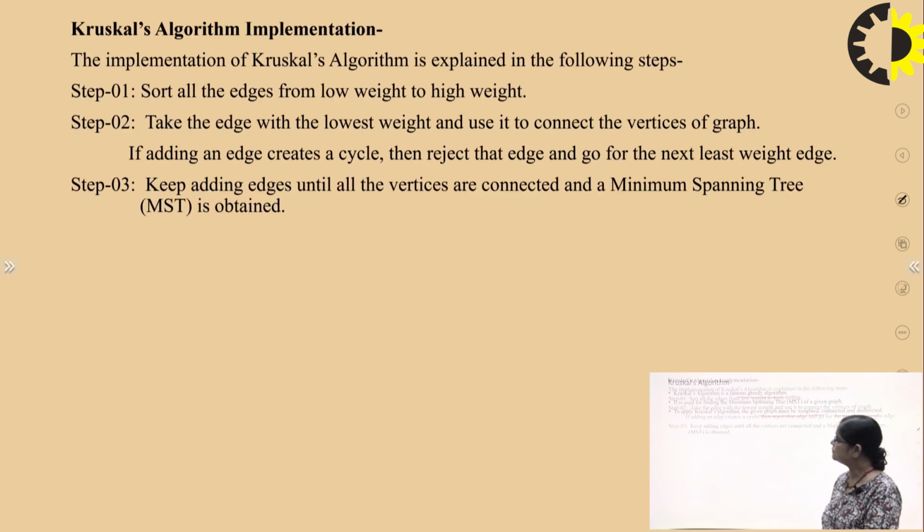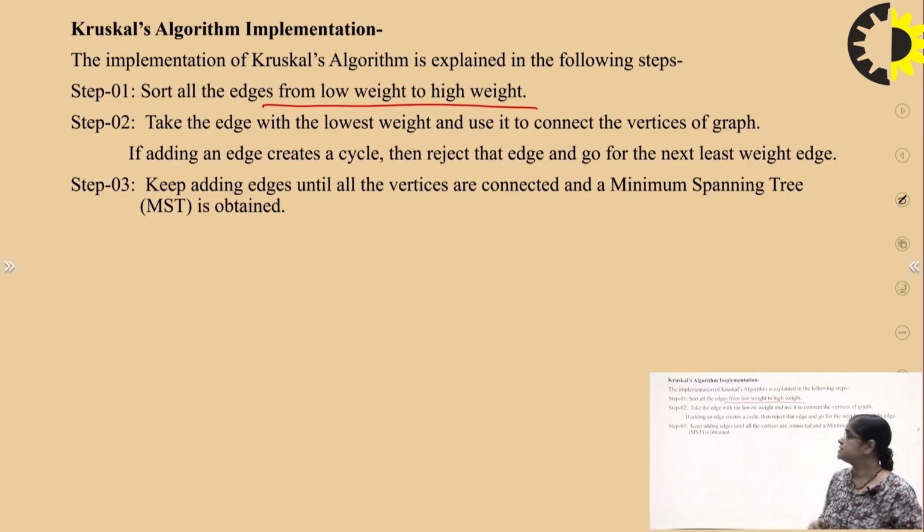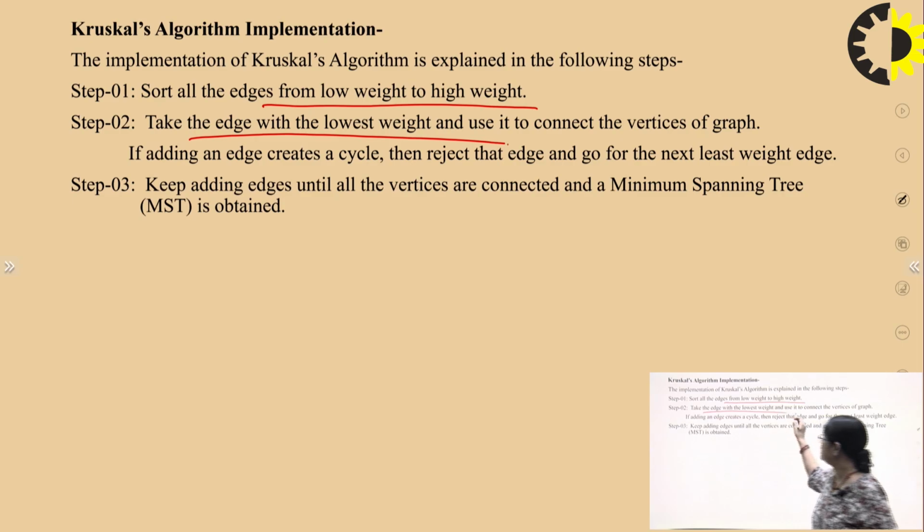Right? Now, for the Kruskal implementation, if we are given a graph, first we have to sort all the edges from low weight to high, that is, in ascending order. Then the second step is to take the edge with the lowest weight and use it to connect the vertices of the graph. If adding an edge creates a cycle, then we reject this edge and go for the next least weight edge. Then keep adding edges until all the vertices are connected in the minimum spanning tree.